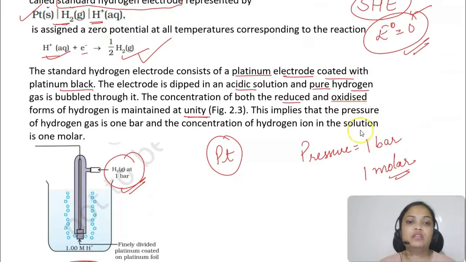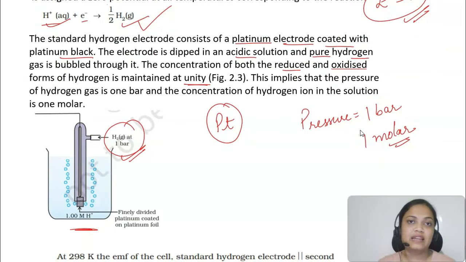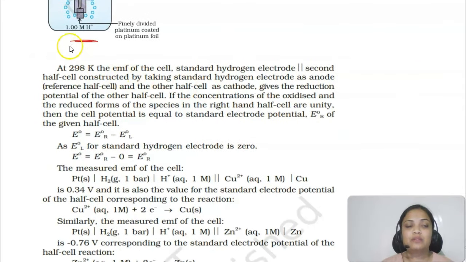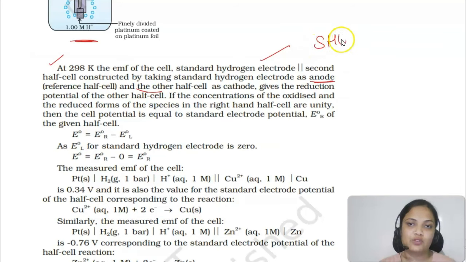So using this standard hydrogen electrode, we can calculate the electrode potentials for the various half cells, and those values have already been determined. Now what happens, let's say at 298 Kelvin, the EMF of the cell: we will be taking one half as your standard hydrogen electrode and that will be taken as the anode. The SHE, standard hydrogen electrode, will be taken as the anode, and whatever half cell you are having, that will be the cathode.